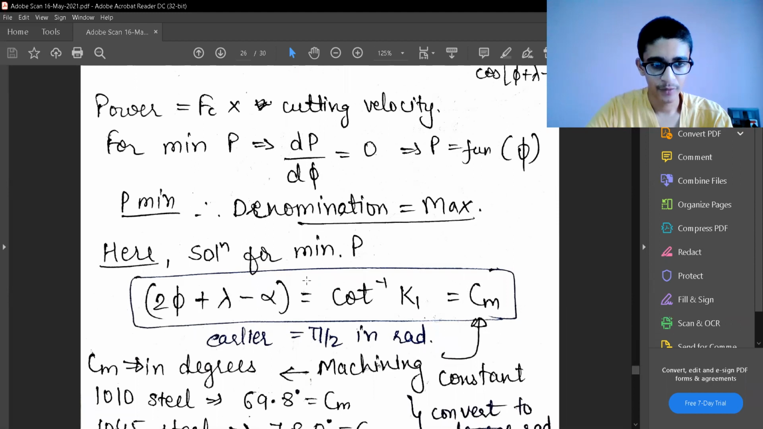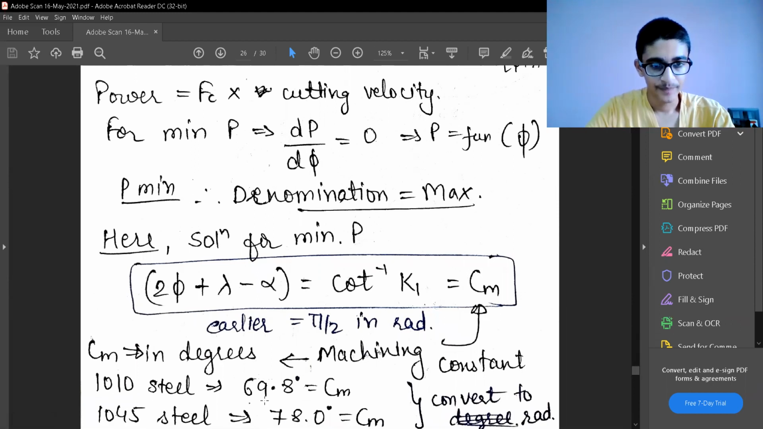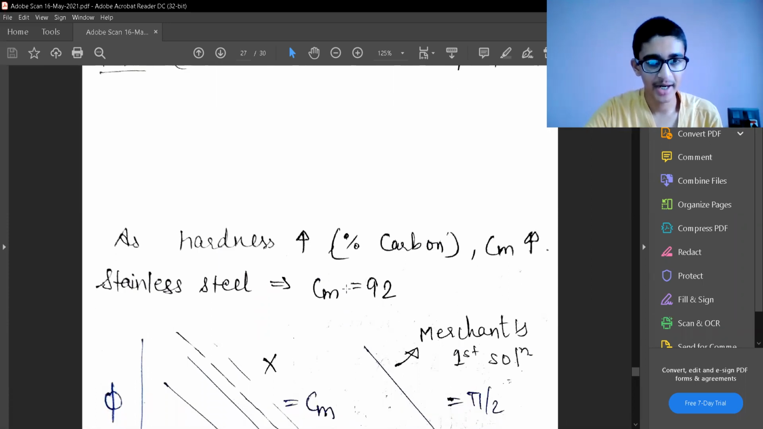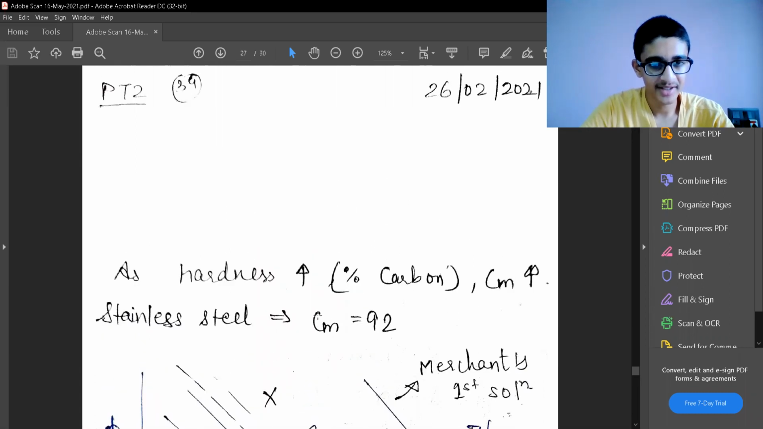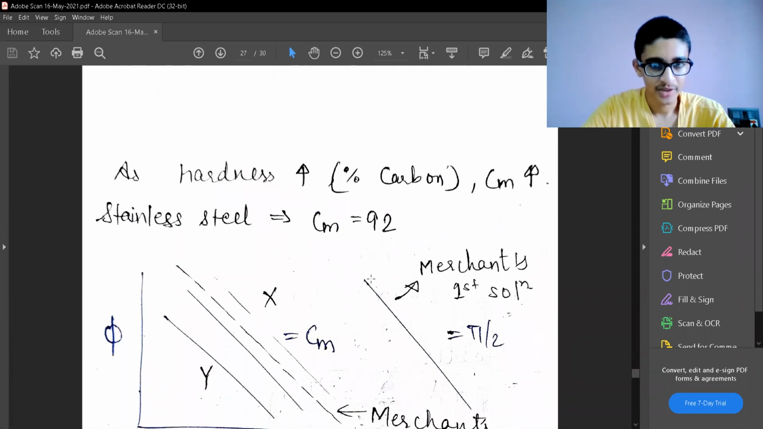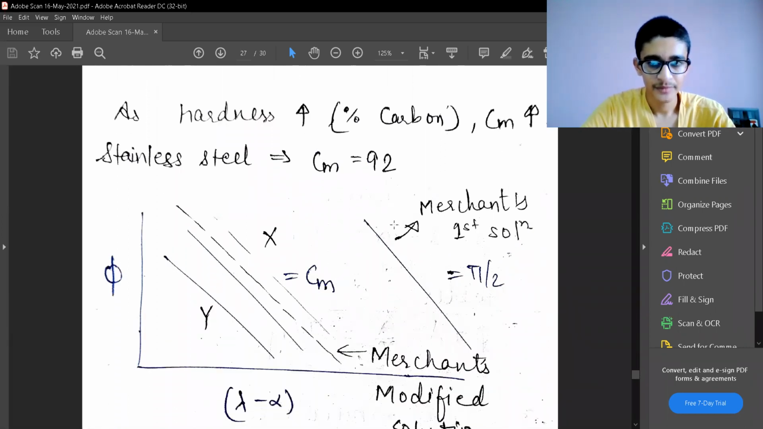That means that the material of the workpiece is now taken into account, and this will be a more realistic solution. For 1010 steel, the value of Cm is given as 69.8. For AISI 1045 steel, the Cm value is 78.0 degrees. We can convert it to radians also if the values of 2 phi plus lambda minus alpha are in radians. So we have got the solution over here. Now we can stop, or we can make some inferences from here. As the hardness increases or the carbon component increases, the Cm value increases. For stainless steel, the Cm value is 92.